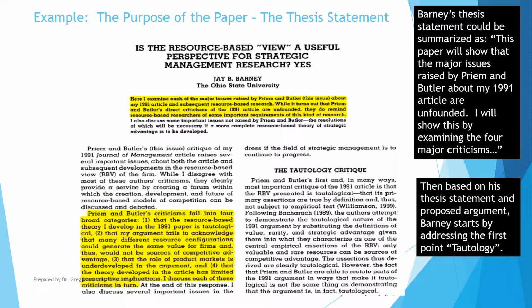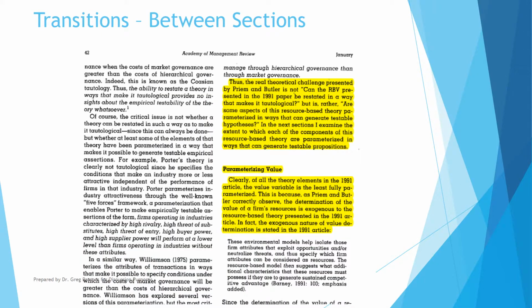Okay, so it's nice and well structured. There's an introduction, then we go into the body of the paper. It's divided up into segments, and there's headings that tell the reader what each section is going to do. So then we move along, and we now move to a subsection where he's talking about parameterizing values, but he connects the previous paragraph to the next paragraph by saying, in the next sections I examine the extent to which each of the components of this resource-based theory are parameterized in ways that can generate testable propositions.